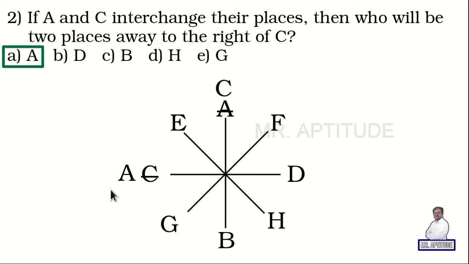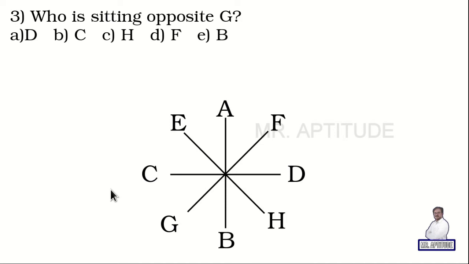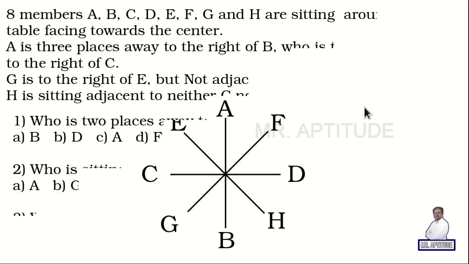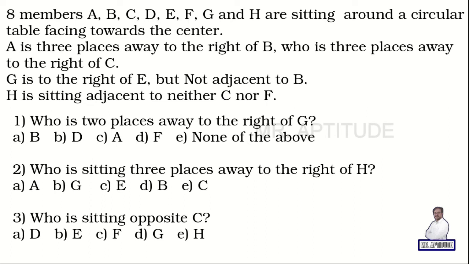Now let us look at the third question. Who is sitting opposite G? As this is G, your answer will be F. So we are done with one of the examples in this lesson. Now let us look at the second example.